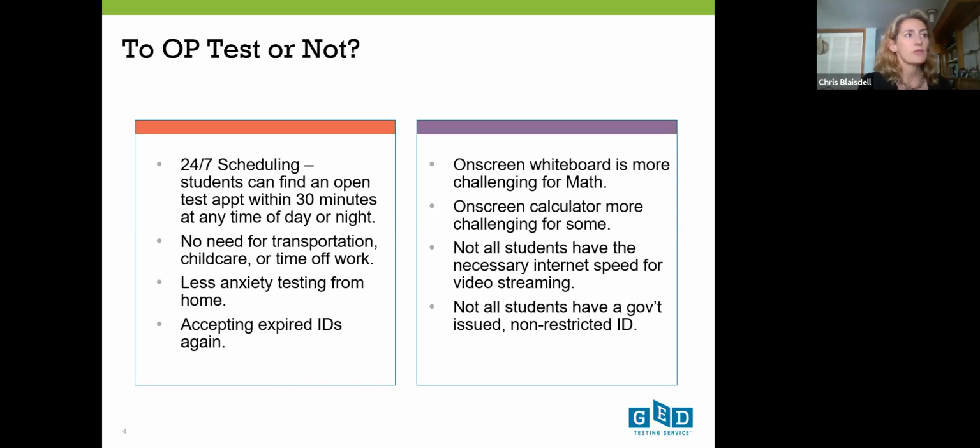The 24/7 scheduling is something that the students really appreciate. In many areas, testing centers are only open 8 to 4 Monday through Friday, which doesn't always work for students who have full-time jobs. So the fact that the online proctored test is available every hour of the day or night, and they can often find an appointment within 30 minutes. So whenever they're ready to go, they can schedule an appointment.